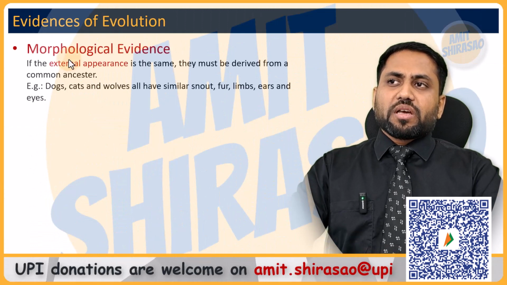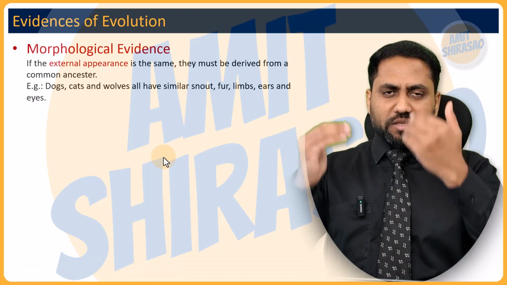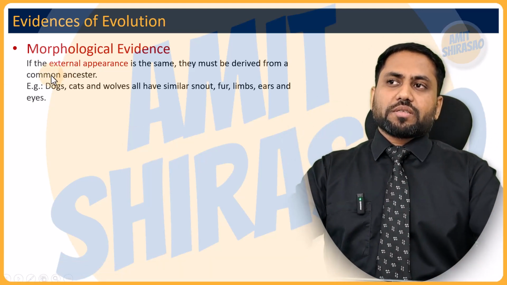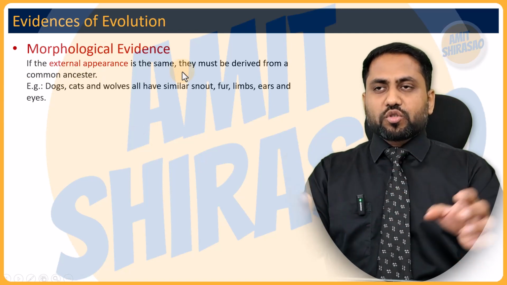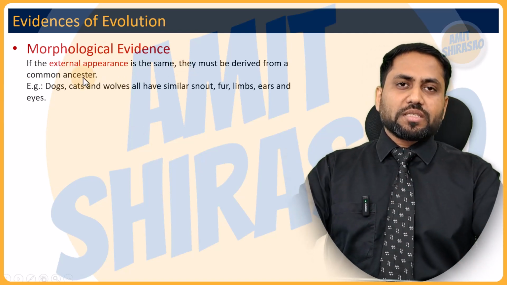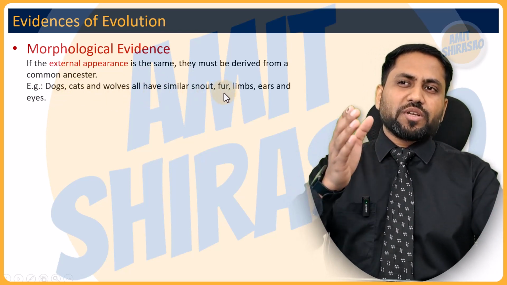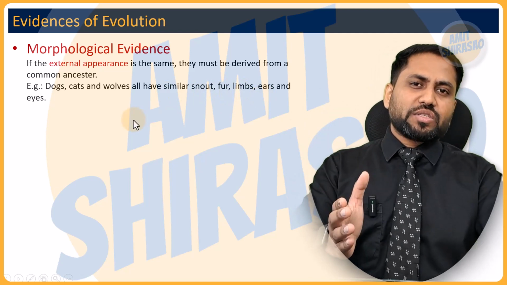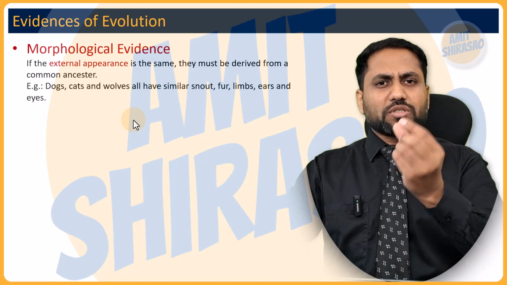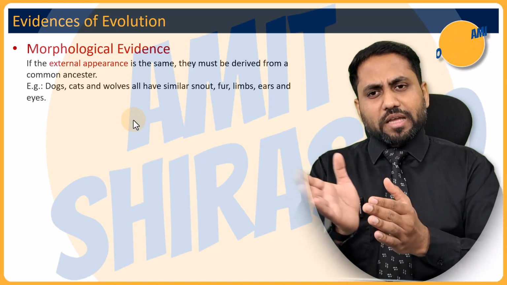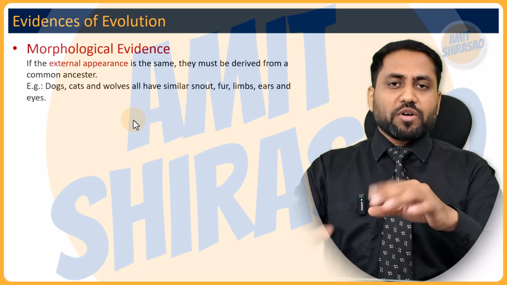Evidences of evolution. So this can be a good question. There are 7 evidences of evolution. I'll explain them one by one. Morphological evidences. If the external appearance is the same, then those organisms must be derived from a common ancestor. Like dogs, cats, wolves, all of them have similar snout, similar fur, similar limbs, similar ears, similar eyes. So we can assume that initially their ancestor was the same, and then they gradually evolved into different types of organisms.